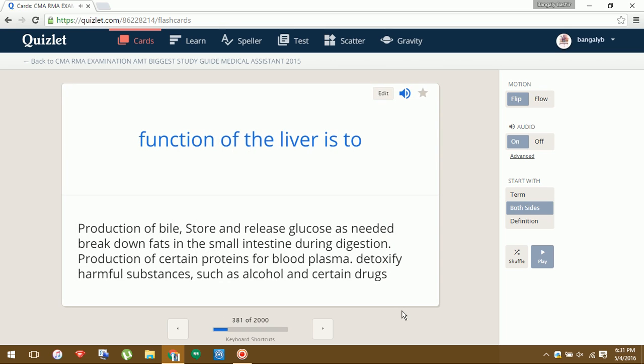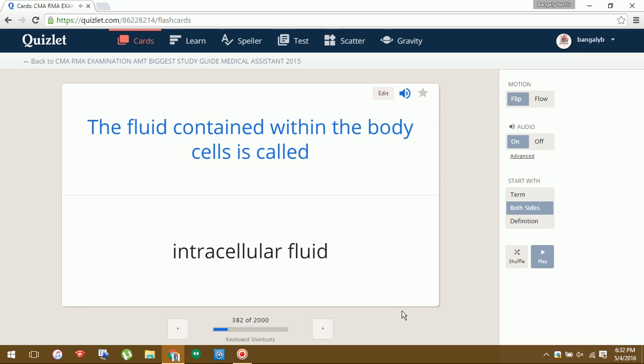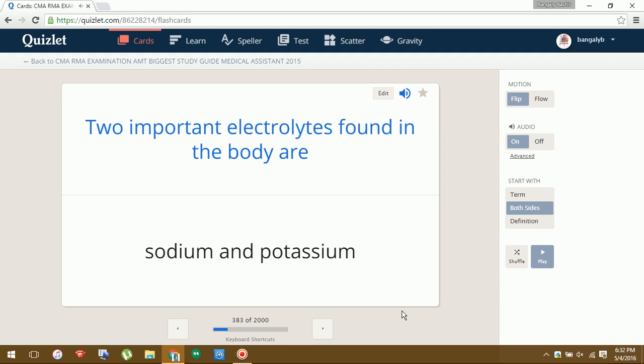Functions of the liver are production of bile, store and release glucose as needed, break down fats in the small intestine during digestion, production of certain proteins for blood plasma, and detoxify harmful substances such as alcohol and certain drugs. The fluid contained within the body cells is called intracellular fluid. Two important electrolytes found in the body are sodium and potassium.